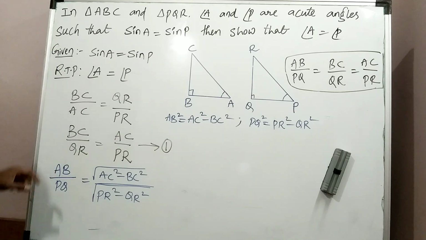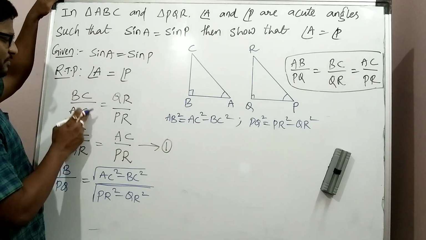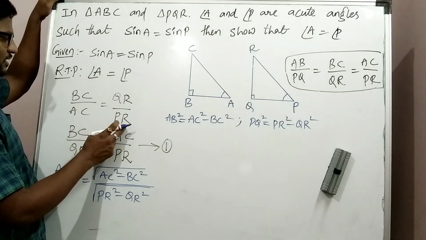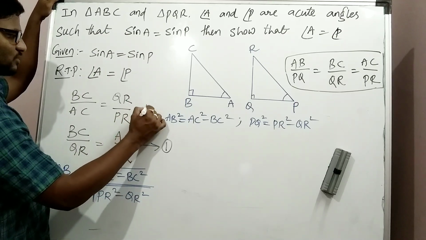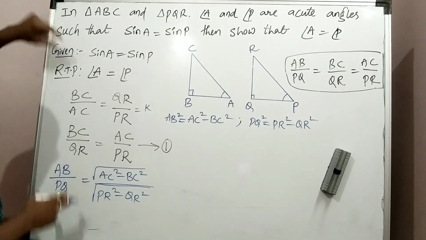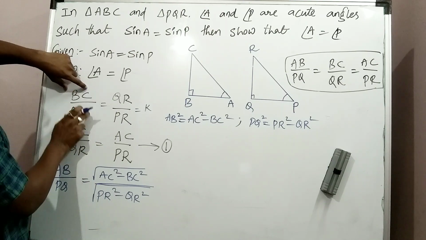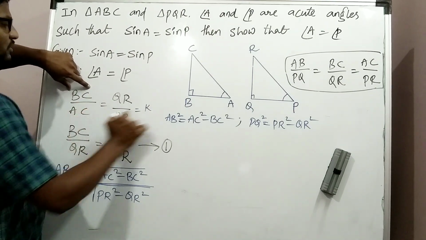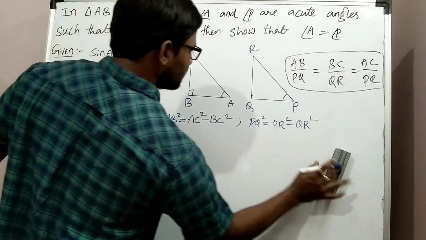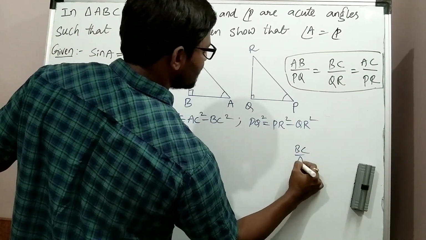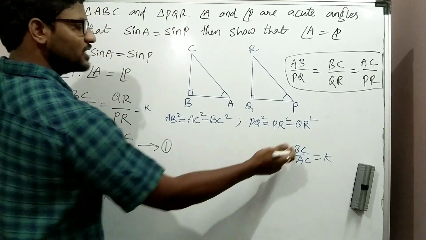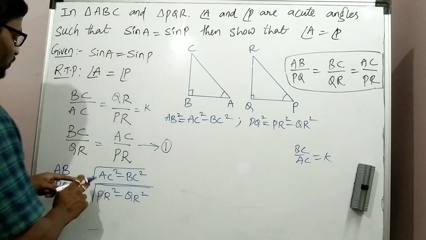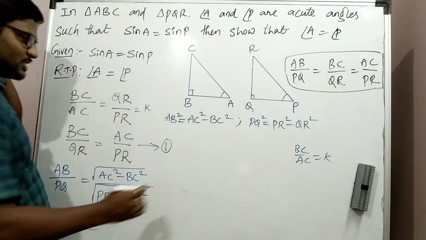Next, here BC by AC equals QR by PR. If I take these two ratios equal to some value K, we can write BC in terms of AC. BC by AC equals K, then BC equals K into AC. Then what is BC square? K square into AC square.